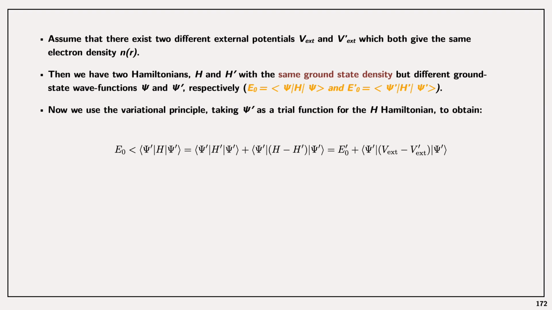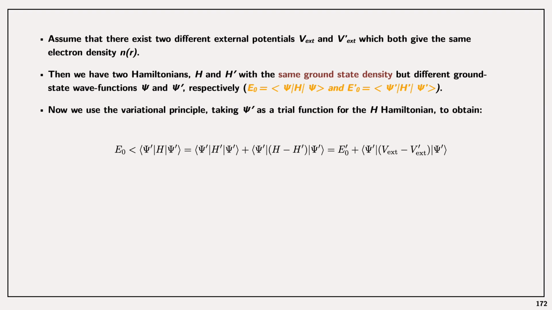And then I can expand H. I can say H is H prime plus H minus H prime, right? That's what I've done for the first equality there. Now, the first term, the expectation value of H prime for the ground state wave function psi prime of H prime, is E naught prime by definition. And then the last part of this equation simply allows you to write H minus H prime as equal to V external minus V prime external, because of course the other terms are universal, so they are the same for the two Hamiltonians, and the difference between the two is V external minus V prime external.